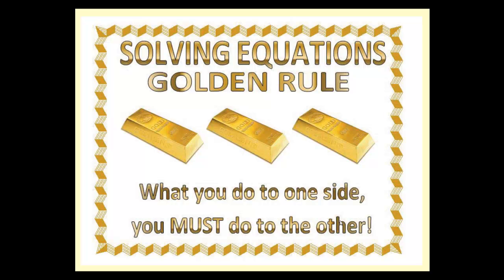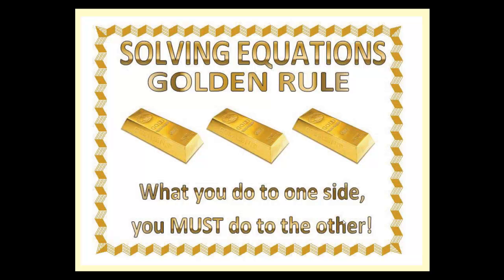So the golden rule in solving equations is what you do to one side, you always must do to the other. I like to think of it in terms of having a little sister. If you have a little sister and your mom buys you something at the store and she doesn't buy something for your little sister, what's your little sister going to say? Probably something like, "Mommy, it's not fair."